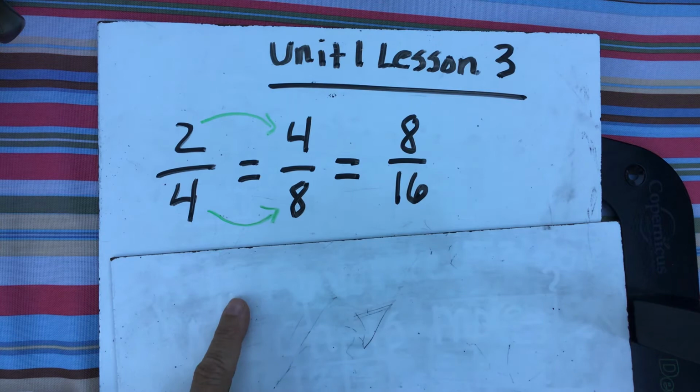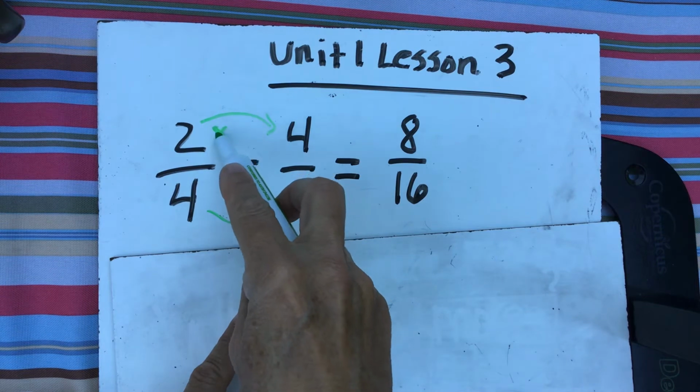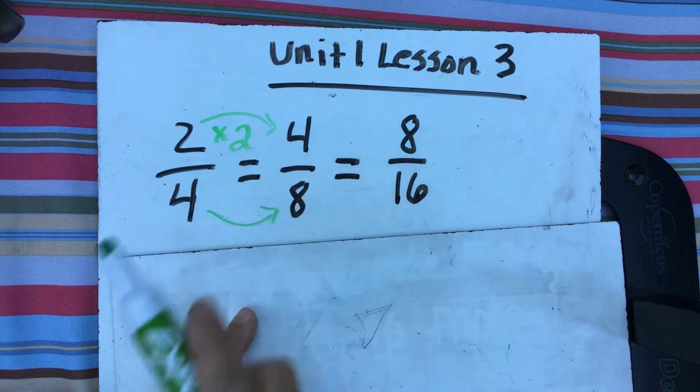So I want you to think through your operations. Can I multiply something times 2 to get to 4? Can I divide? Or can I subtract? So hopefully you figured out that if I do 2 times 2, that gets me to 4.